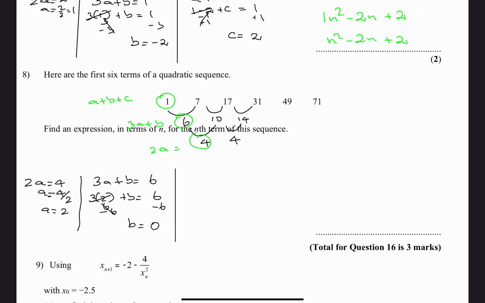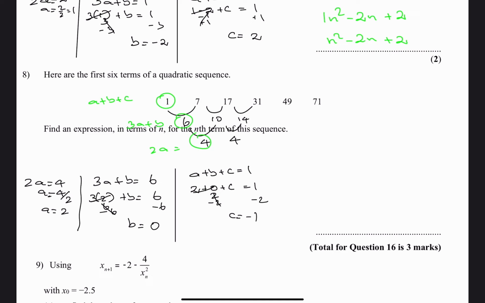Next one. a plus b plus c is 1. a is 2. b is 0. Plus c equals 1. 2 plus 0 is 2 anyways. How do we get rid of 2? Take away 2, take away 2. Can cancel. c is equal to 1 minus 2, which is minus 1.